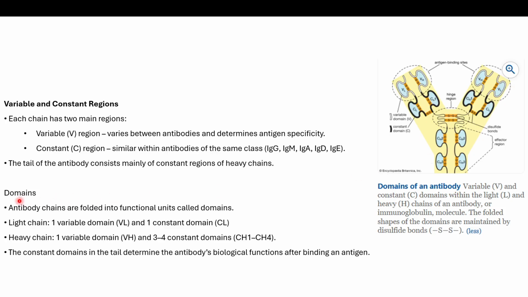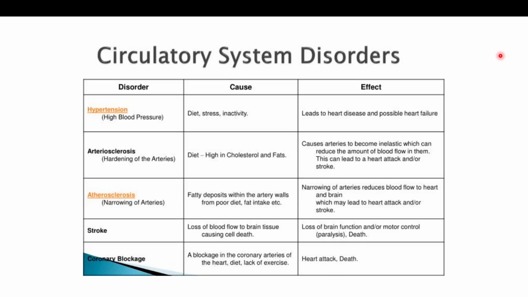So this is reiterating the same thing: antibody chains are folded into functional units called domains. The light chain has one variable domain and one constant domain, VL and CL. The heavy chain has one variable domain, VH, and three or four constant domains like CH1, CH2, CH3. These constant domains in the tail determine the antibody's biological functions after binding an antigen.